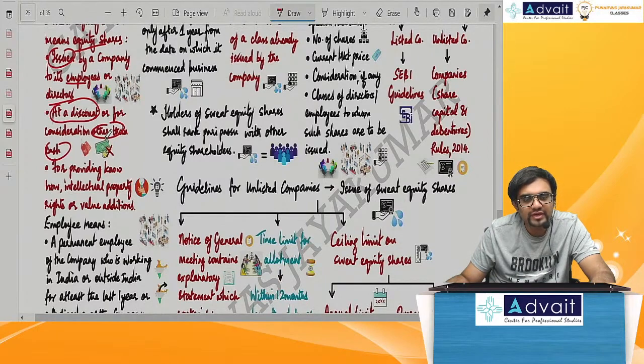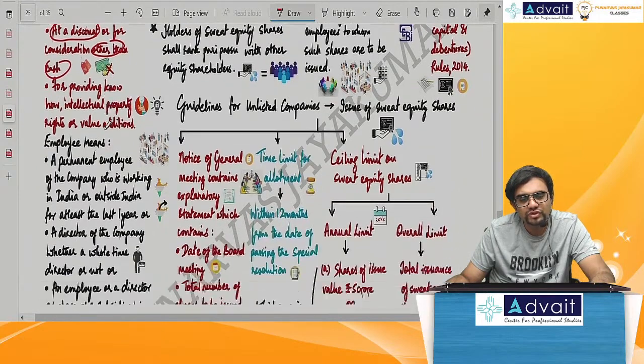And it will also provide what? Technical know-how, intellectual property rights and also value addition. You have provided the value addition, you have provided intellectual property, the least I can give is give you shares.